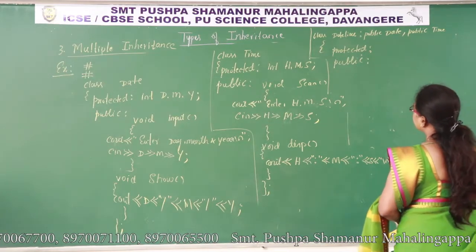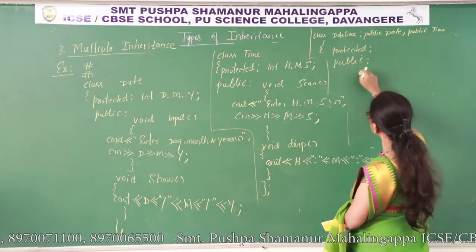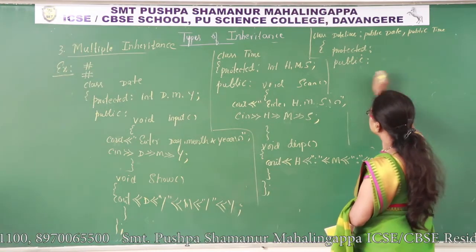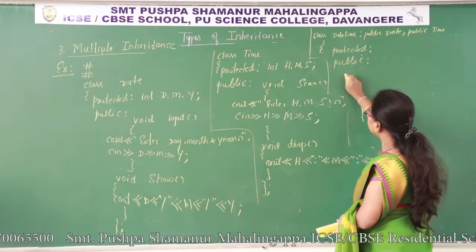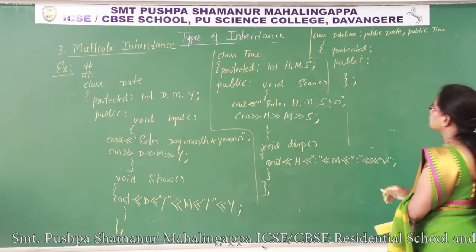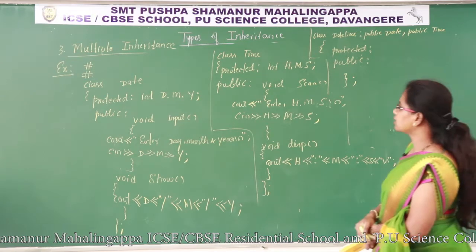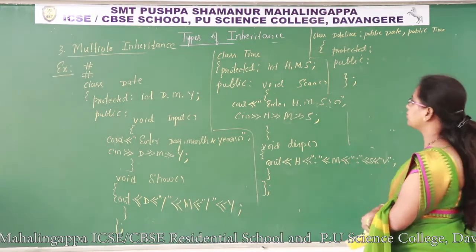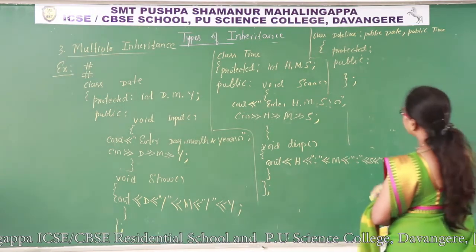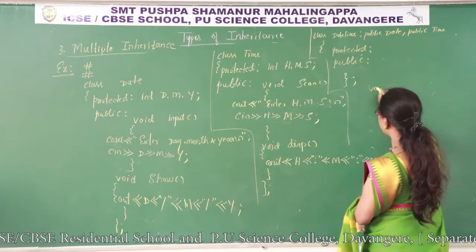So the protected and public members. Here I will close the class, nothing is there. Through this class object I can access class date and also class time members. Let us create an object for this class, void main.